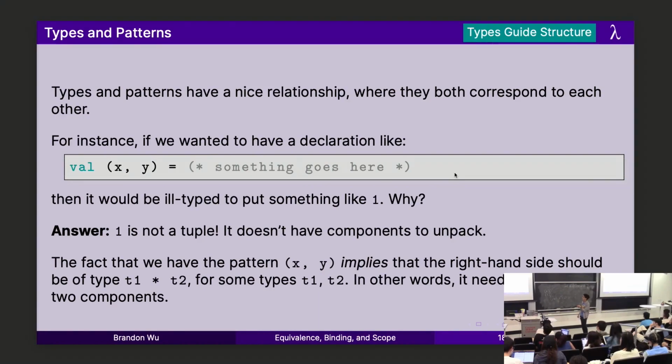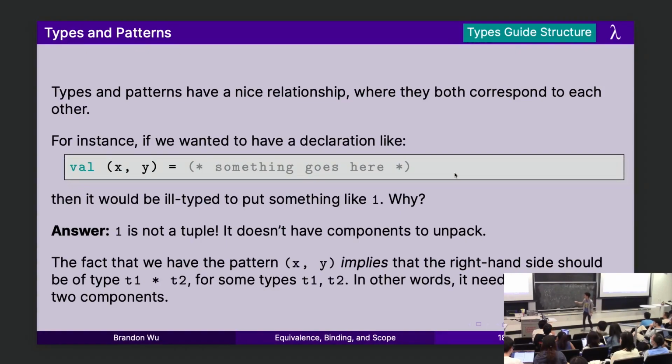So what I might say also is that if I have the pattern x comma y, I expect something of type t1 star t2 for some types t1 and t2. It could be int star bool, bool star bool, or string star int. Doesn't matter to me, but the pattern expects something of that type there. So it needs to be a tuple that has 2 things in it.